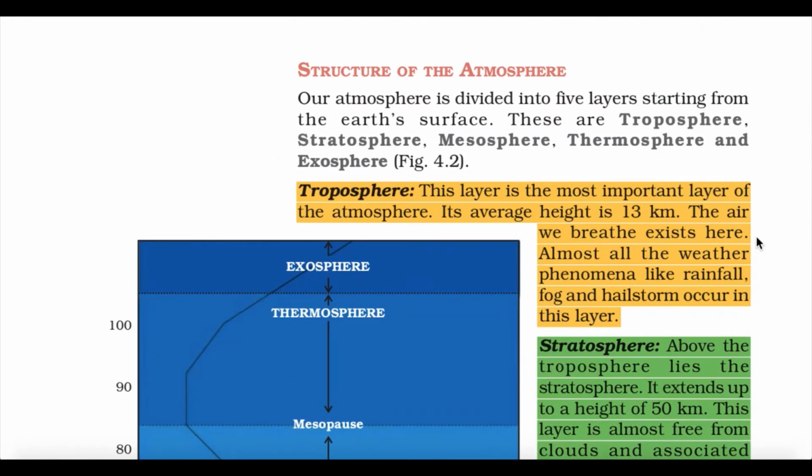Structure of the atmosphere. Our atmosphere is divided into 5 layers starting from the Earth's surface. These are troposphere, stratosphere, mesosphere, thermosphere, and exosphere. Troposphere. This layer is the most important layer of the atmosphere. Its average height is 13 km. The air we breathe exists here. Almost all the weather phenomena like rainfall, fog, and hailstorm occur in this layer.